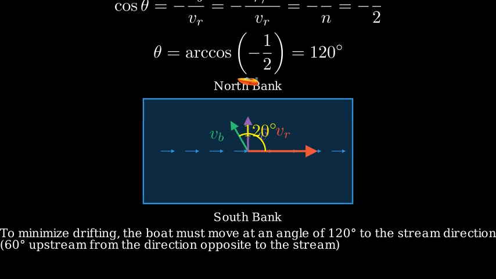This problem is a great example of vector addition in physics. By carefully analyzing the relationship between the boat's velocity relative to water and the river's flow velocity, we found the optimal angle to minimize drift. Remember, minimizing drifting means we want the resultant velocity to have as small a downstream component as possible. The mathematics showed us that this happens when the boat moves at exactly 120 degrees to the stream direction.